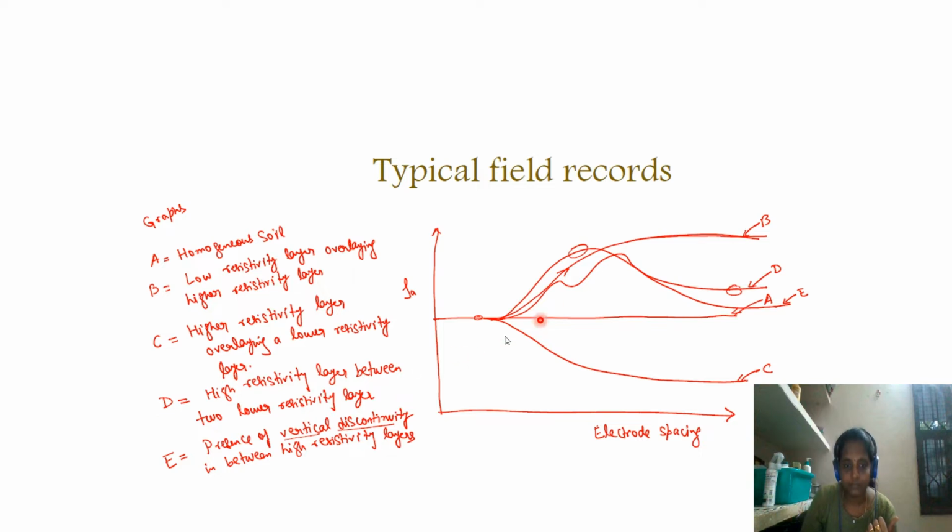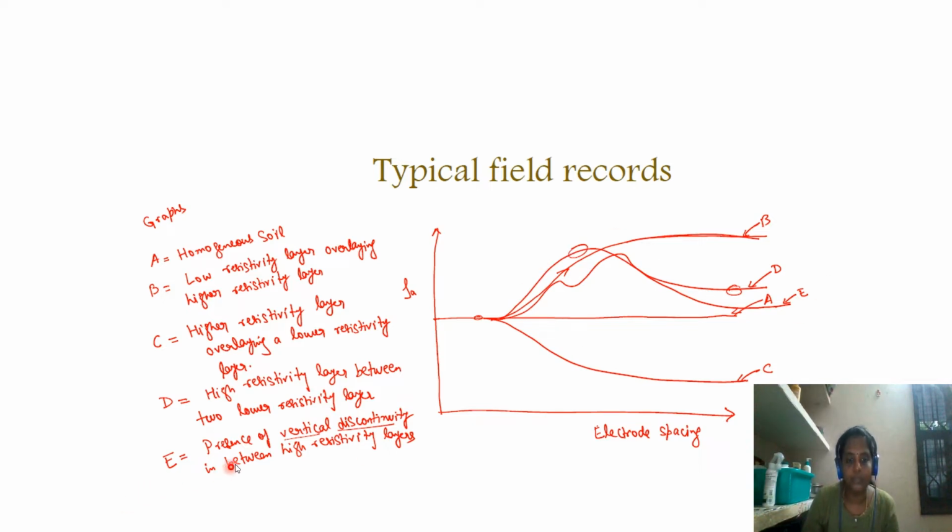And D, when you have a high resistivity layer between two low resistivity layers, that is sandwiched between. Imagine a bread sandwich kind of thing. In between you have a hard layer, and top and bottom will have the soft layer. So a high resistivity layer will be sandwiched between the low resistivity layers.